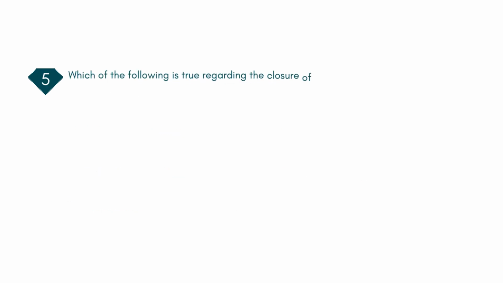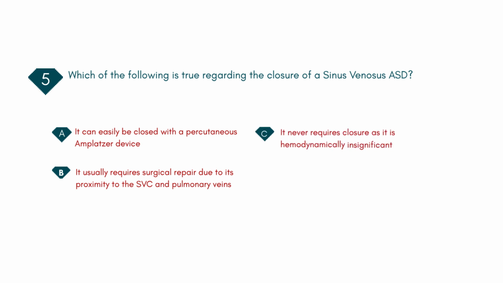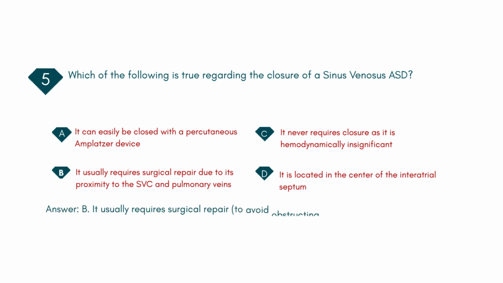Which of the following is true regarding the closure of a sinus venosus ASD? A. It can easily be closed with a percutaneous Amplatzer device. B. It usually requires surgical repair due to its proximity to the SVC and pulmonary veins. C. It never requires closure as it is hemodynamically insignificant. D. It is located in the center of the interatrial septum. Answer: B. It usually requires surgical repair, to avoid obstructing pulmonary venous return.